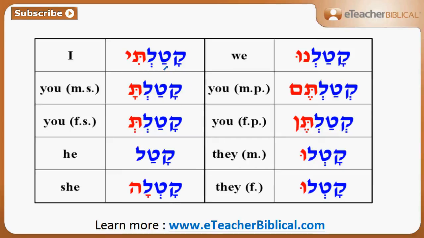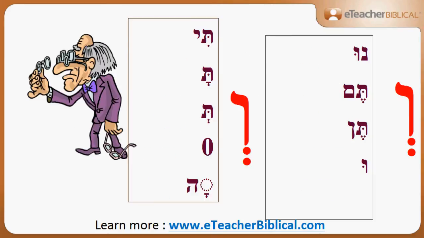You remember we have subject at the end, radical in blue. So qatalti, qatalta, that's the morphology. You want to remember the morphology. That's a subject, I. Subject, you, etc. And we had the trick to remember them: ti, ta, te, zero, a, nu, tem, ten, u.